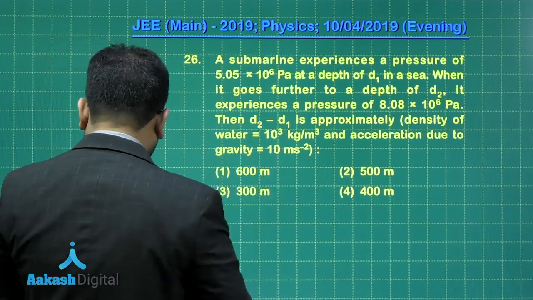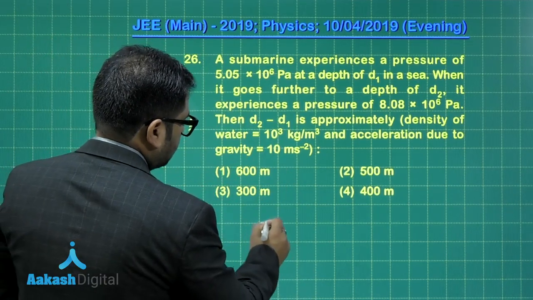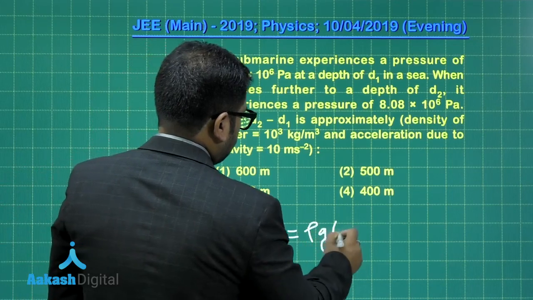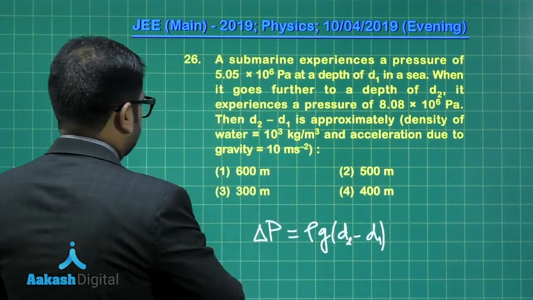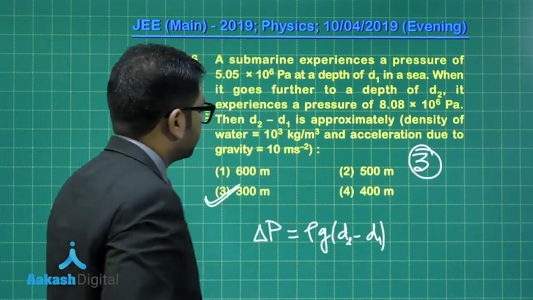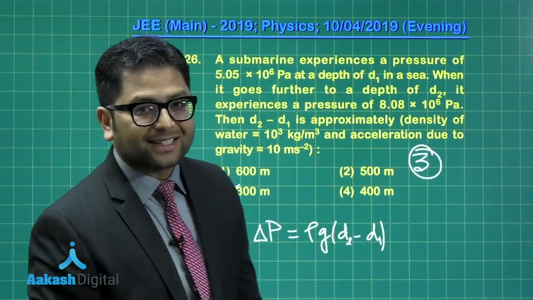Therefore, I said nothing can be a better gift than this. The pressure difference at 2 points would be equal to rho g times d2 minus d1. And you put all those things in, option number 3 would be the correct one. All right, now let's go to the 27th question.